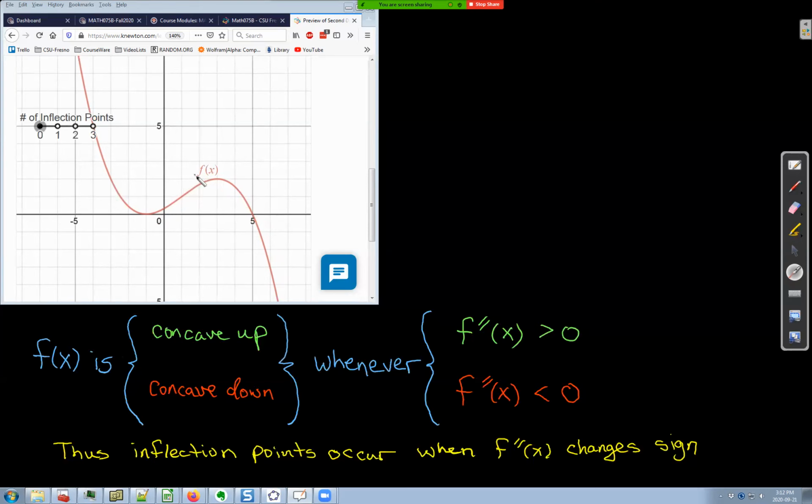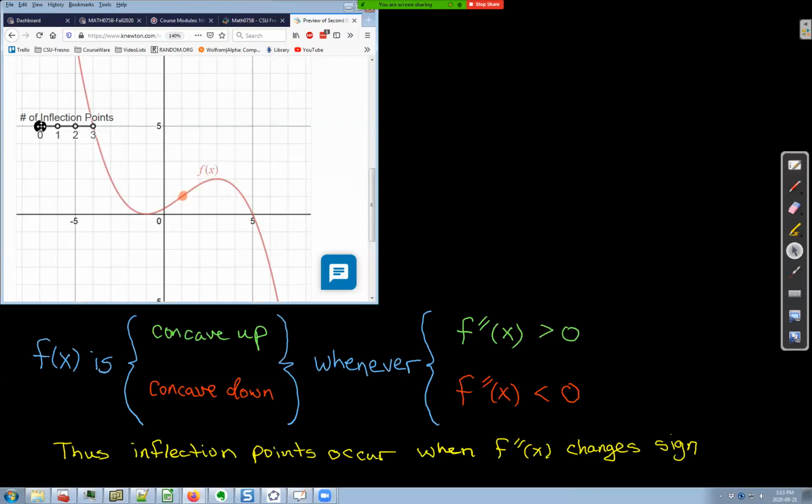But again, the way I think about it is: is the graph smiling or is the graph frowning? We can see that it's smiling until about right, I'm going to highlight it, it's smiling until maybe right about here. And then after that place, it looks like it's starting to frown. So I'm going to say that there's a single inflection point.